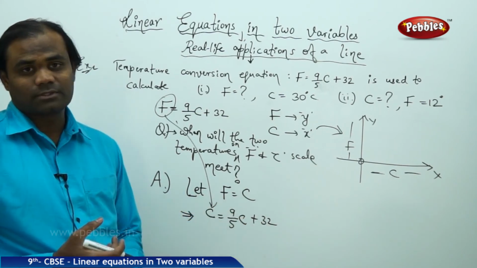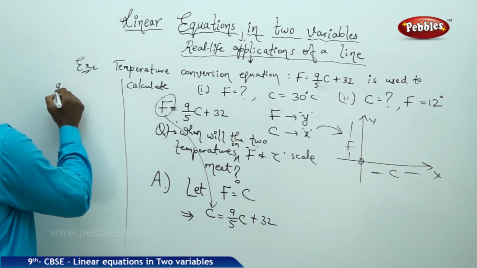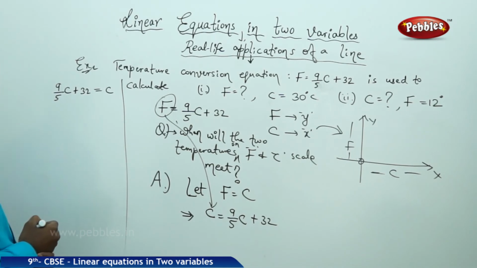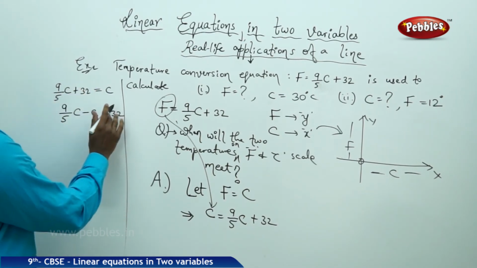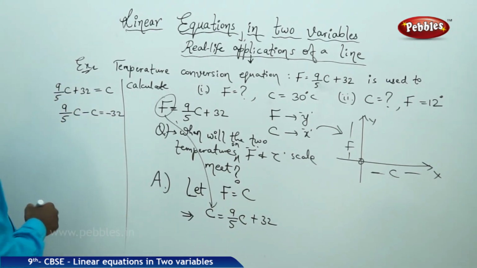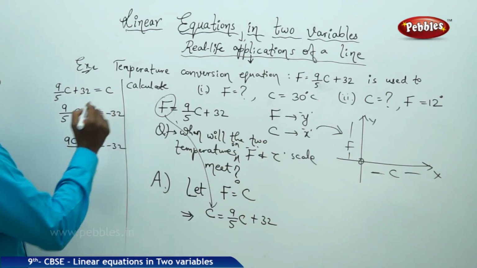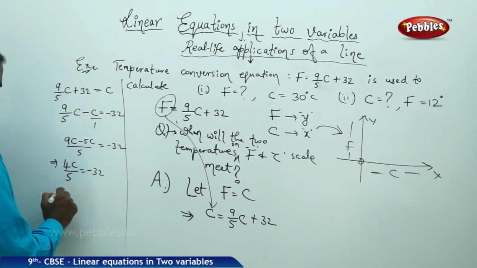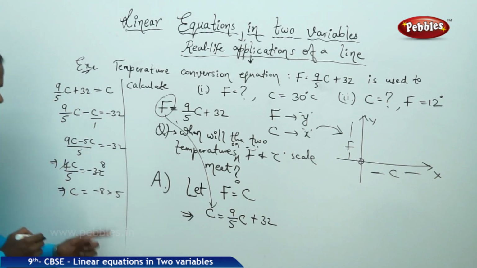Now let's find the value of C by taking all C terms to the left. So here I get 9 by 5 times C plus 32 is equal to C, which on further simplification gives 9 by 5 C minus C equals negative 32. 32 comes to the right as minus 32, C goes to the left as minus C. So taking the LCM, we get this, which on further simplification gives 4C by 5 is minus 32. That implies C is minus 8 times 5.